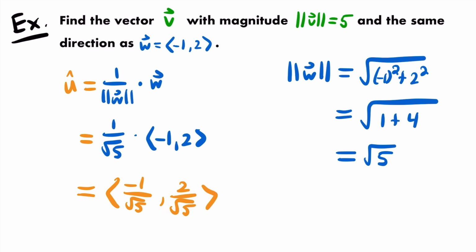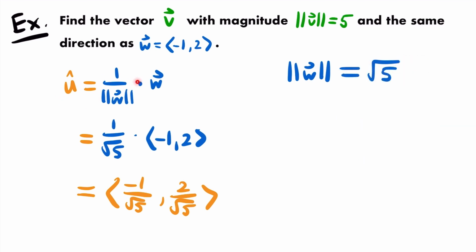This gives us the direction of vector w. And so if we want to have a vector v with a particular magnitude in the same direction as vector w, all we have to do is multiply that magnitude by the unit vector. All right, and let me explain why this makes sense.